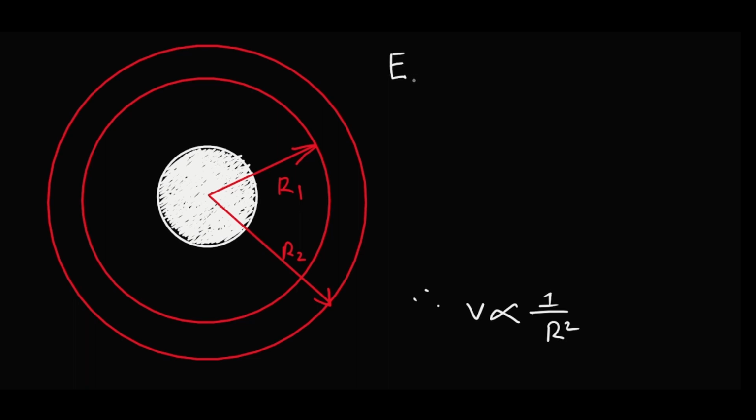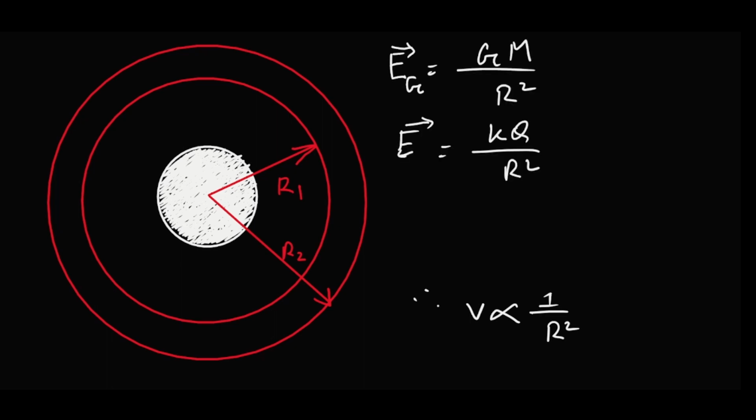For gravitational field, we have this expression where for the given mass, the numerator is constant, and we get the same pattern. For electric field, we have this expression where we also see the same pattern. Because this pattern is quite common in nature, it has a name. It is called the inverse square law.